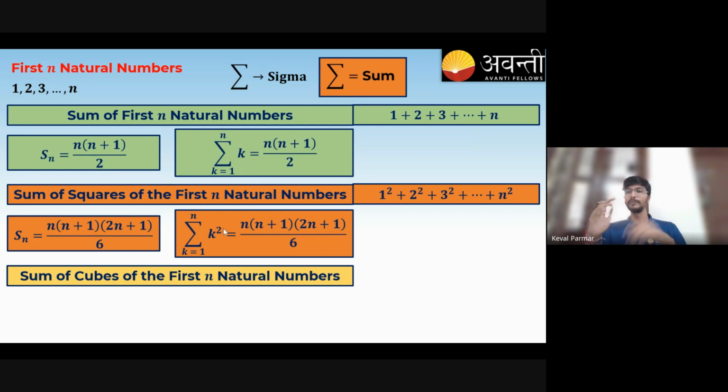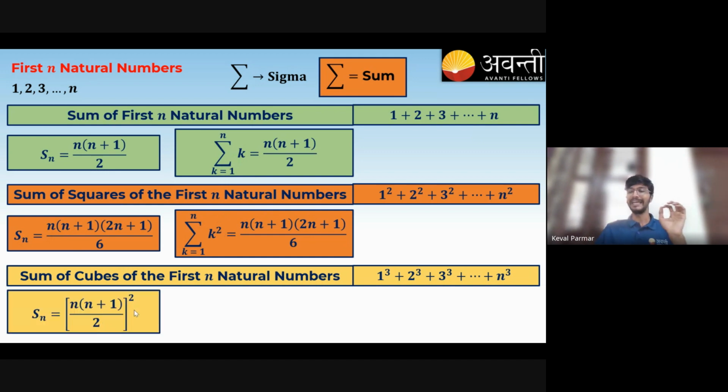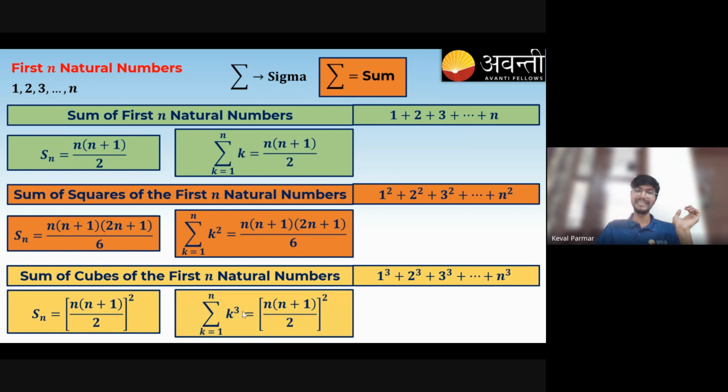Got it? So let's look at the sum of cubes. Sum of cubes means 1 cube, 2 cube, 3 cube, and so on. The formula for cubes is that Sn will be given by n into n plus 1 upon 2, the whole square. This is the whole square of this. Now, how can I write it in summation notation? We have to find the general term. What is the general term? It will be k cube. So these three are the basic formulae that we need to know so that we can solve questions.